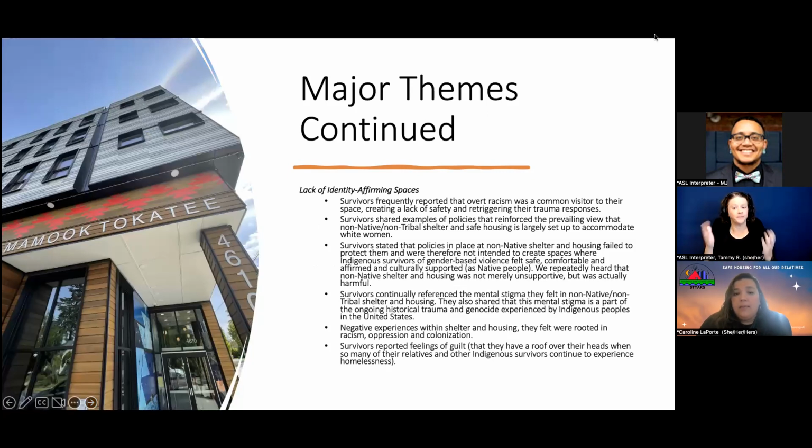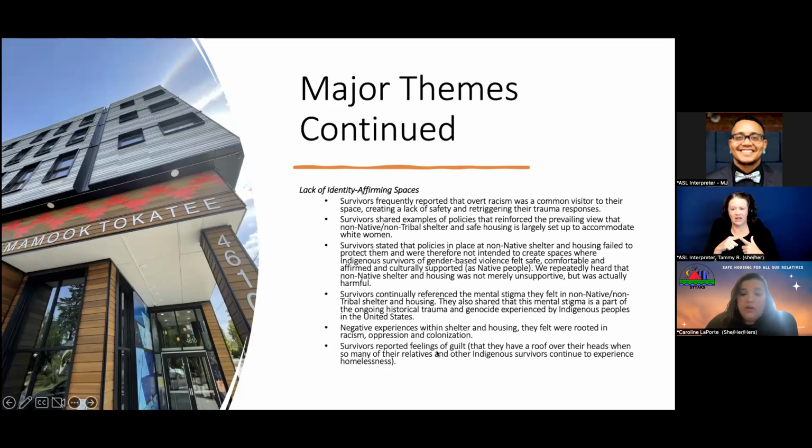Another theme that we noticed was that there was a lack of identity affirming spaces. This was pretty much the most overt thing that we heard: survivors reported that racism was a common visitor to their space. It created a lack of safety and it re-triggered their trauma responses. We repeatedly heard that non-Native shelter and housing was not merely unsupportive, but was actually harmful to Indigenous survivors. They continually referenced the mental stigma they felt in those spaces.